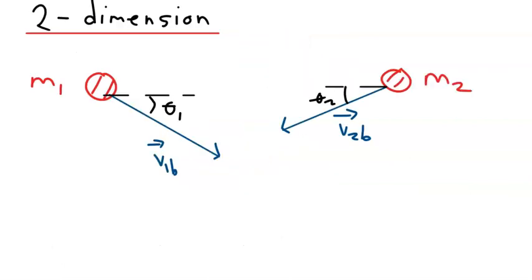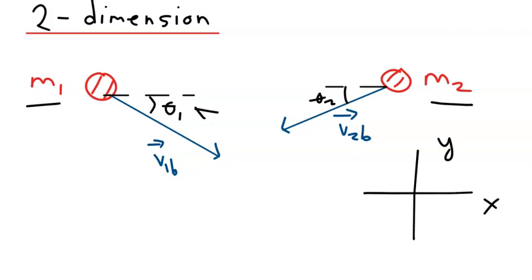Inelastic collision can also occur in two dimensions, in which both mass m1 and m2 now move on an xy plane, for example. So there are angles theta 1 and theta 2 that need to be taken into account when applying the law of conservation of momentum to collisions in two dimensions.